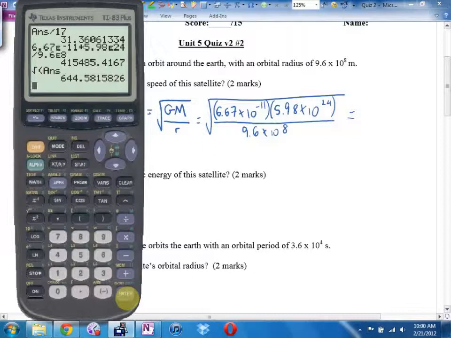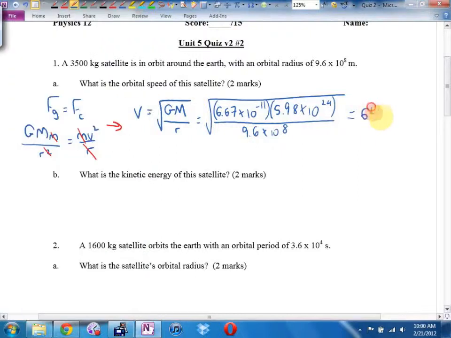Do you get 644.6, or am I wrong? Yep, people nodding? 640, I guess 645 if I go to 3 sig figs, meters per second, or 640 meters per second. In terms of part marks, if you got it, you get it 2 out of 2. Otherwise, I'd probably go half mark for that, half mark for that, half mark for that, and a half mark for the answer.